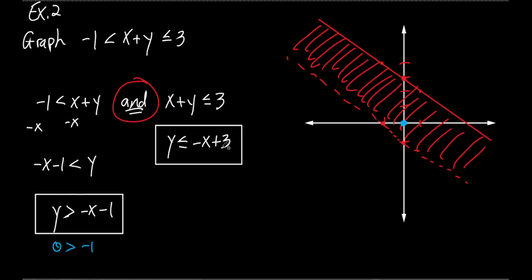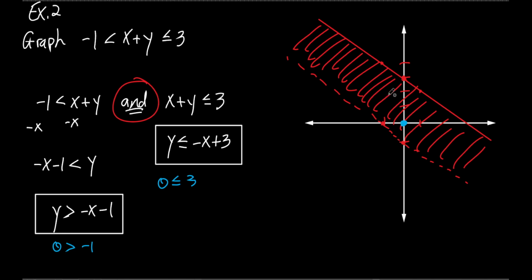Does it also work for the other one? It's got to work for both of them. So put 0, 0 in for that. So that's 0 less than or equal to negative 0, which is 0 plus 3, is 3. Is 0 less than or equal to 3? Yes, it is. So does it satisfy both of them? Yep. So that means everything in between is correct.